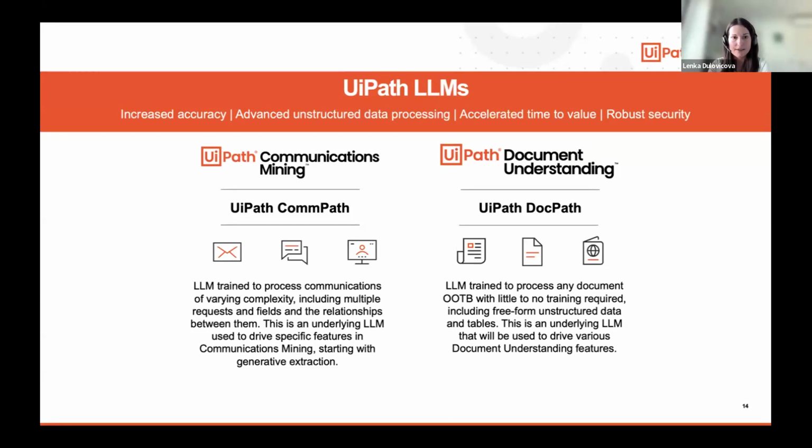So for Compath, the large language model has been trained to process more complex communications that include number of different intents and fields and understanding of the relationships between these. And Compath specifically is driving our generative extraction feature in communications mining. DocPath is driving number of features in document understanding, but enables out-of-the-box document processing with very little training. And this includes free-form unstructured data and tables as well.